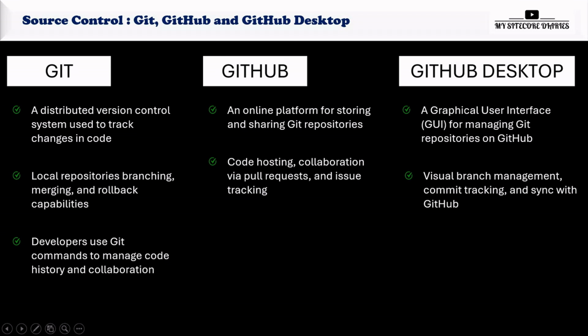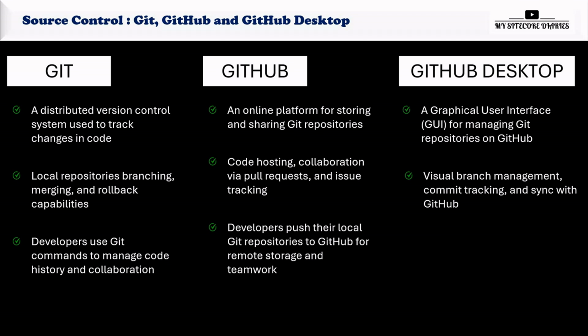Using Git, developers run command line instructions to manage version history, sync changes, and collaborate with others. Once developers finish working locally using Git, they can push their repositories to GitHub for backup, sharing, or team collaboration. So a developer can push their local Git repository to GitHub for remote storage and teamwork.